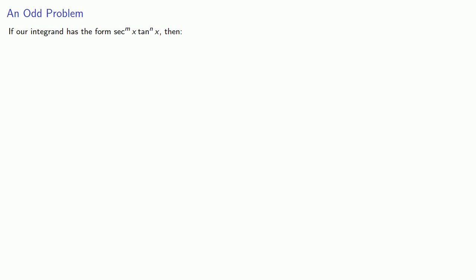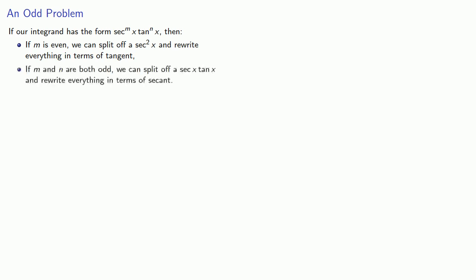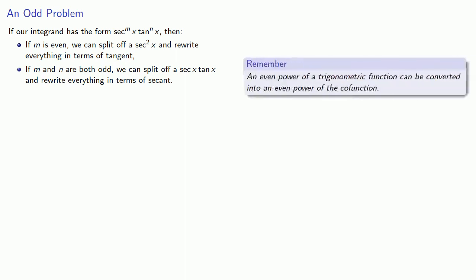If our integrand has the form secant to a power tangent to a power, then if m is even, we can split off a secant squared and rewrite everything in terms of tangent. While if m and n are both odd, we can split off a secant x tangent x and rewrite everything in terms of secant. And that's because an even power of a trigonometric function can be converted into an even power of the cofunction.